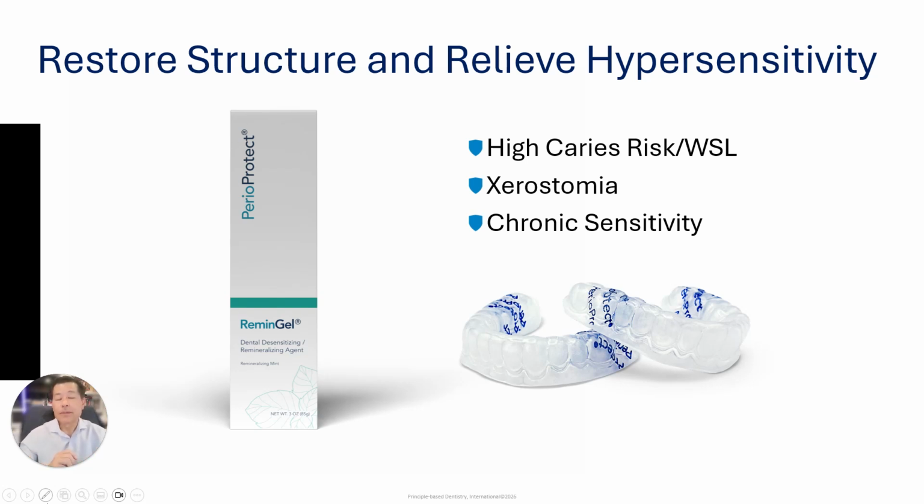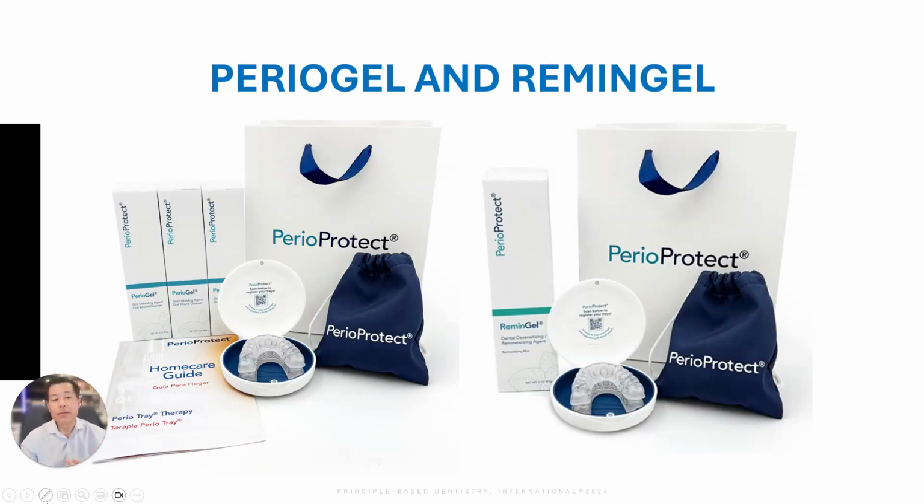Or if I have somebody who just has chronic sensitivity to the teeth, I'm going to think about using the Perio Protect trays with not just the Perio gel, which is a hydrogen peroxide, but now using the Remin gel. The Remin gel is something that we are super excited about. One, because it marries so well into what so many of our patients are already doing. They've got the Perio Protect trays with that nice tight gasket fit around the teeth and gums.